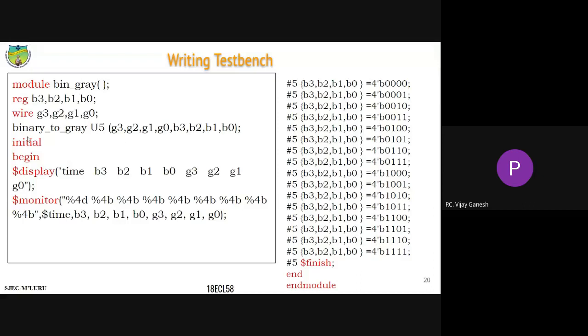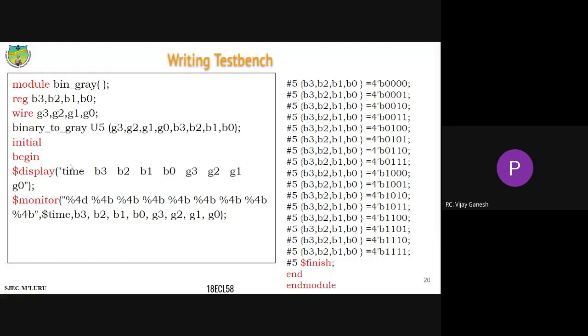We have called the binary to gray module with the instance name U5, with the output followed by the input. Remember, the MSB is what we have given in our module, so it is G3, G2, G1, G0. Don't reverse it as G0, G1, G2, G3, otherwise the values will change for us. Similarly, I have assigned the input vectors B3, B2, B1, B0.